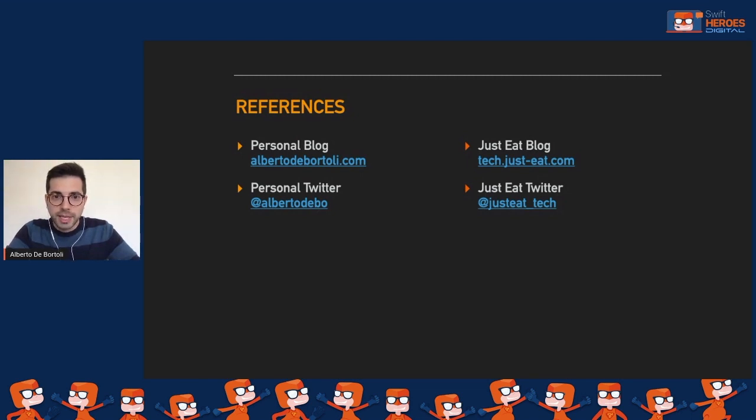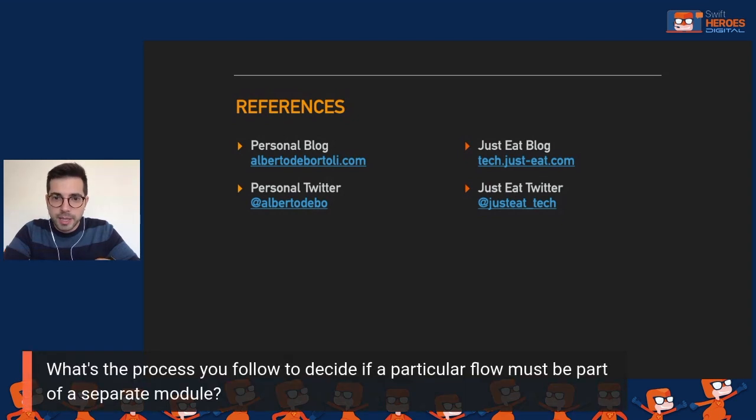Another question from Daniele. Hi, Alberto, thank you for your great talk. As usual, we started a similar path following your suggestion. However, I limited the number of modules. So I have a question for you. What's the process you follow to decide if a particular flow must be part of a separate module? Say that's pretty similar to the previous question. When you reach the point that you know that something doesn't belong there, doesn't belong to the problem that you're solving, that is a sign that you have to solve it in a different area, in a different part.